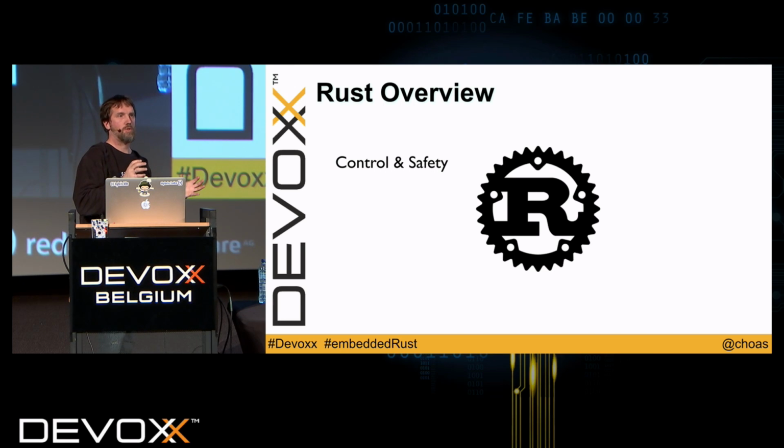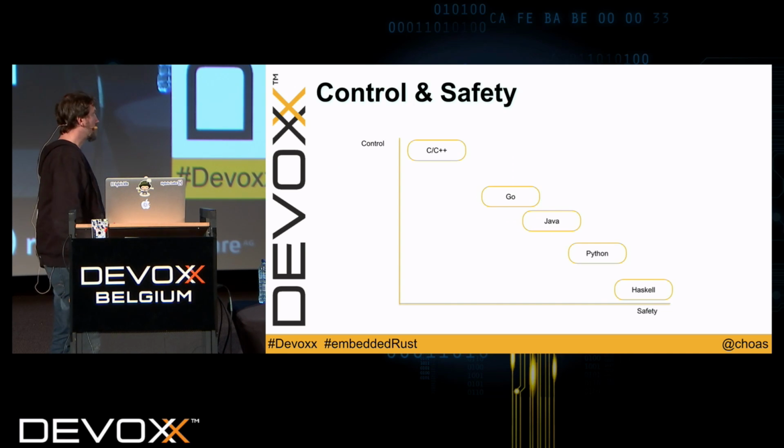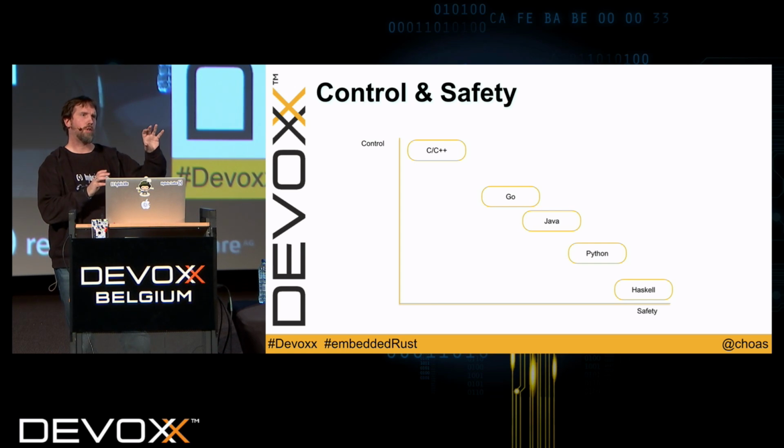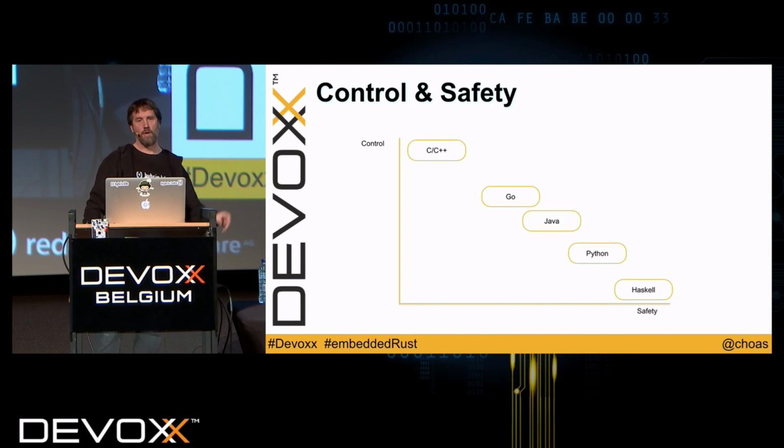But what makes Rust so different? This is the control and safety. If you look at some Rust videos, you get an overview with the control. This is how you can access the memory. With C++, you can access every part of memory, but on the other side, you're not safe. The language itself doesn't really help you to avoid accessing parts which shouldn't be accessed because you have something wrong in your code. Then you go down with Go, Java, Python, and at the end you have Haskell, which is totally safe, but you don't really have control over it.